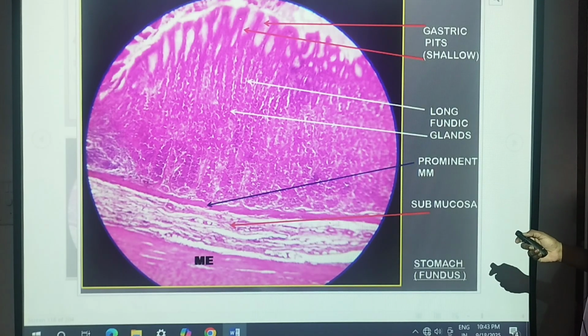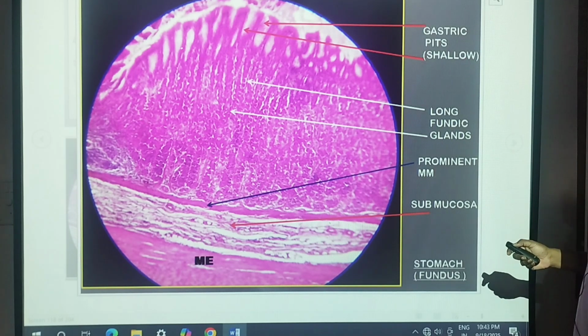The first thing is the presence of gastric pits. You can see there are a lot of pits. These are the gastric pits. The gastric pits are shallow, they are not very deep. You can see the gastric pit extending from here till only here. So this is one gastric pit, one more here, one more here. So the gastric pits are shallow.